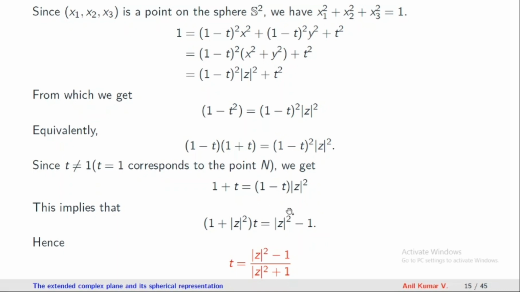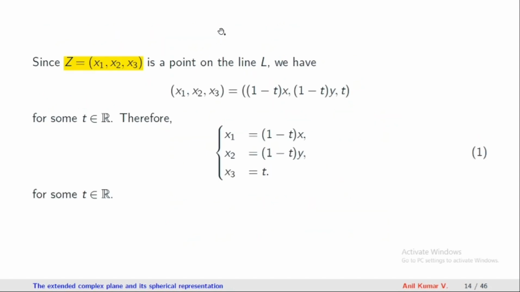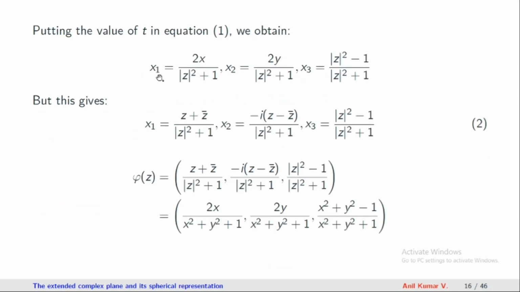So simplifying, from this equation we obtain t is equal to (mod z squared minus 1) divided by (mod z squared plus 1). Putting the value of t in equation 1, if we substitute the value of t in this equation, we obtain x1 is equal to 2x divided by mod z squared plus 1, x2 is equal to 2y divided by mod z squared plus 1, x3 is equal to (mod z squared minus 1) divided by (mod z squared plus 1).